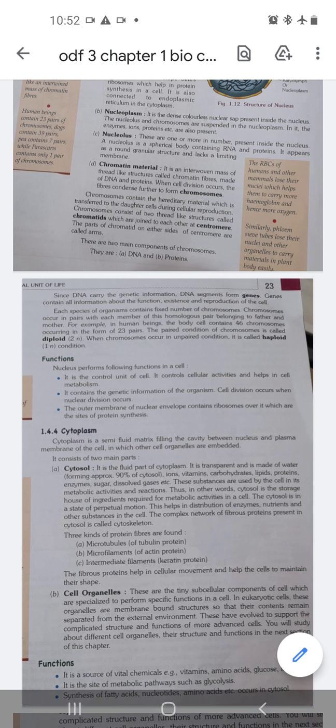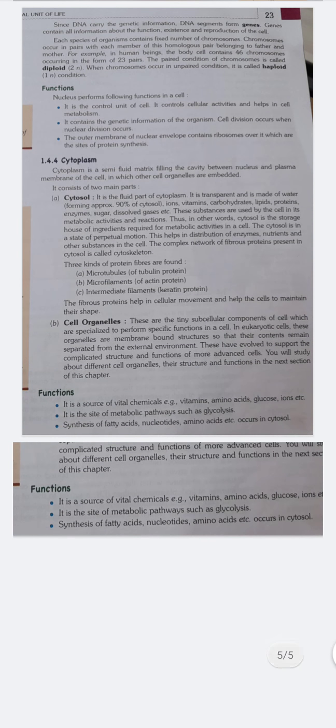Next is the cytoplasm. What is the cytoplasm? Cytoplasm is the semi-fluid matrix present in the cell cavity between the nucleus and the plasma membrane. All the cell organelles are embedded in the cytoplasm. Cytoplasm is made up of two main parts, that are the cytosol and the cell organelles.